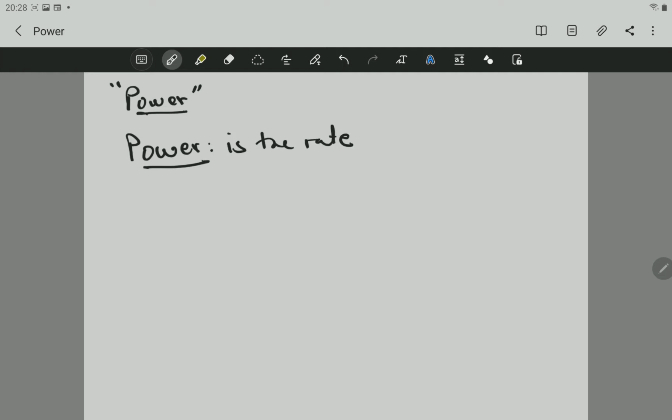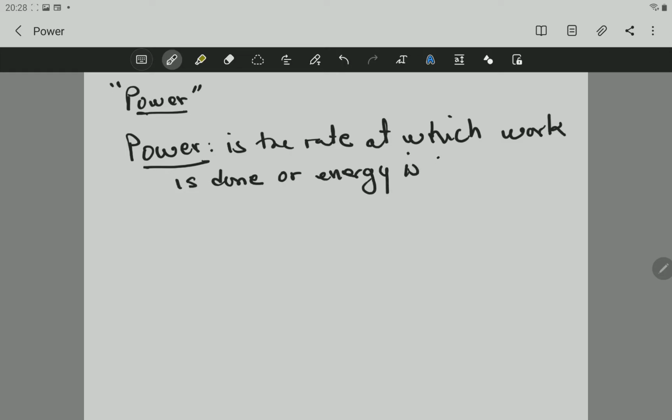Remember, rate is divided by time, at which work is done or energy is transferred. Right? That is the definition of power. Power is the rate at which work is done or energy is transferred.